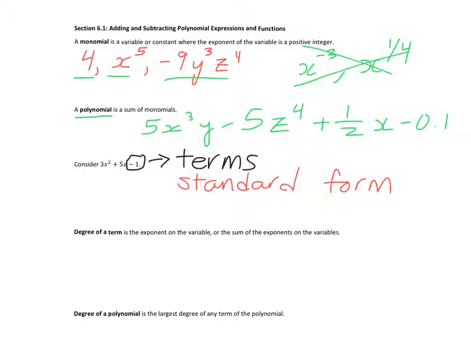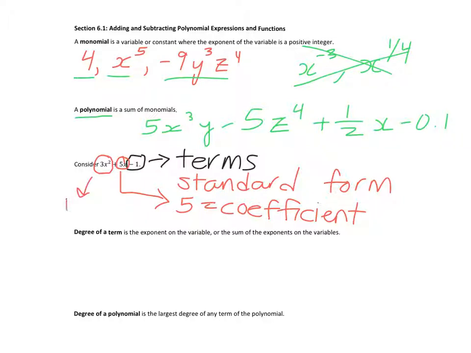Some other things, when we talk about numbers and variables: the 5 here is called the coefficient of the x. And then 3x squared is going to be important to us later on when we're factoring. This is the leading term. It's the highest exponent. It's the first term in standard form, so it's the leading term.